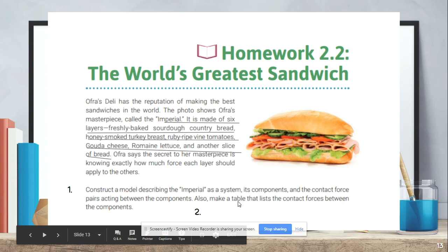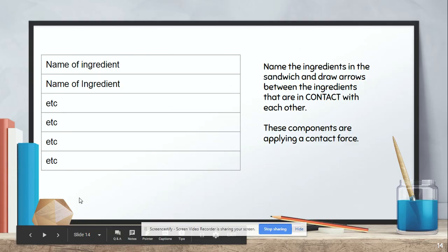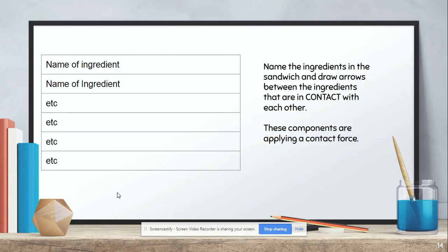Part 2 is they need to make the table that lists the contact forces between those components. So part 1 might look like something like this, where you have rectangles that represent the layers of the sandwich, and then you need to name the layers, and then you'll draw arrows between the layers that are touching. For example, the top ingredient would be bread, and the second ingredient is turkey. So I'll draw an arrow between the bread and the turkey.